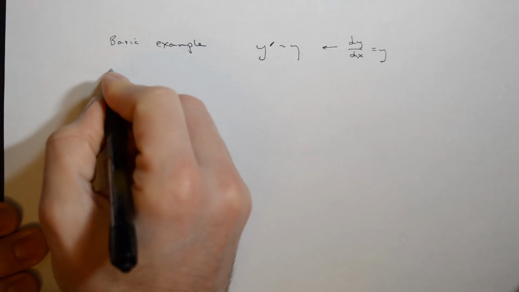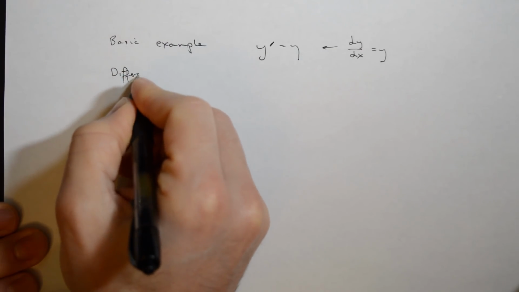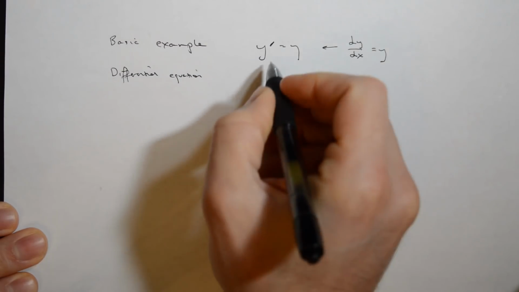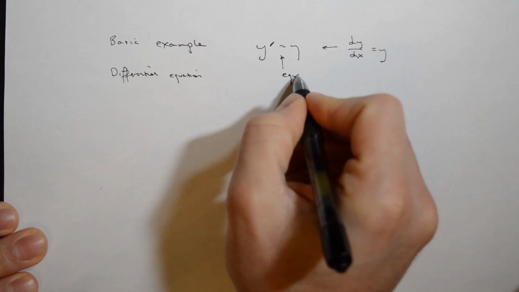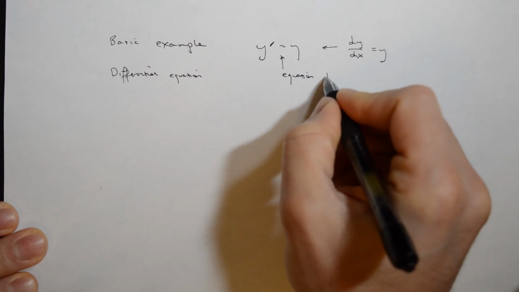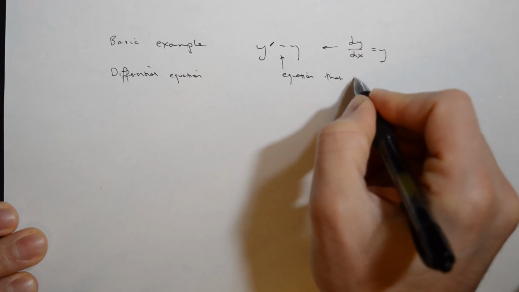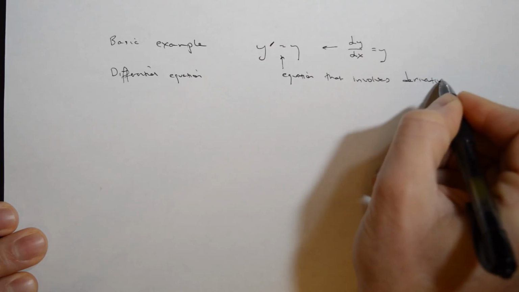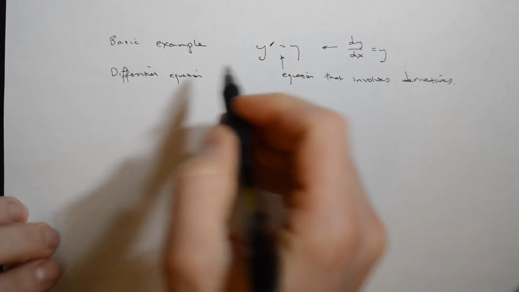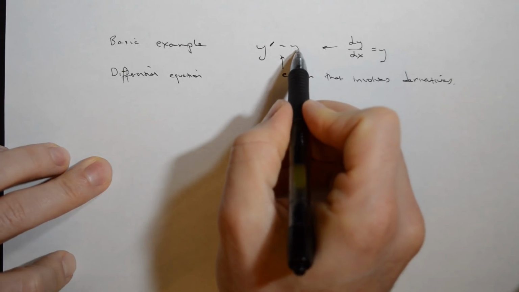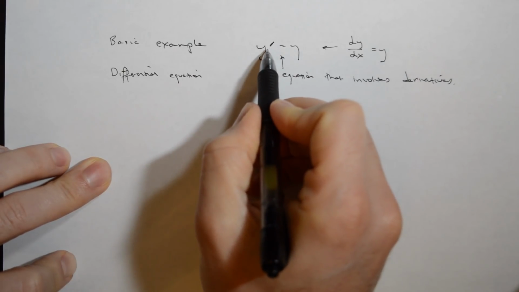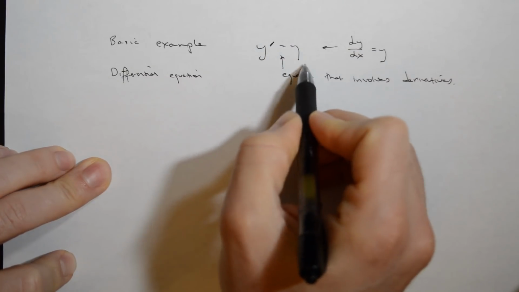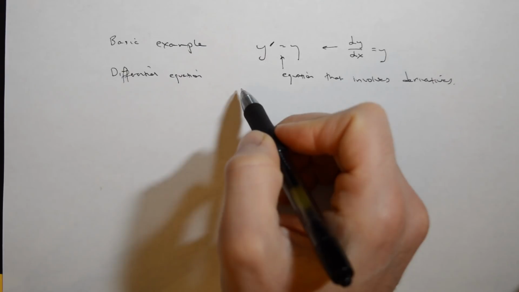Now, the idea of a differential equation is that it is an equation that involves derivatives of some function. So for example, here we have an equation that involves a function y of x and its derivative y prime. And so our goal is to be able to find a function y that solves the equation y prime is equal to y.